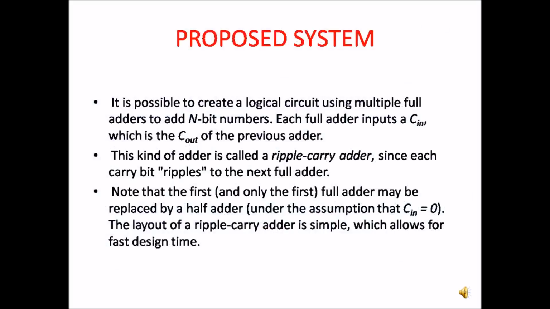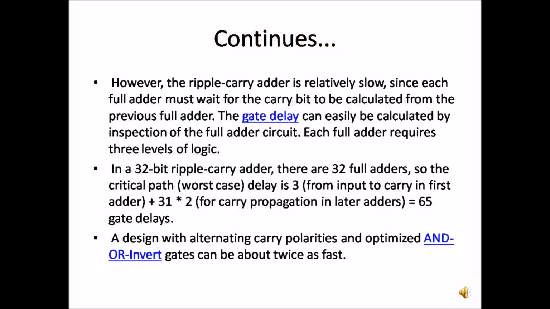The proposed system is the usage of EHRCA in DWT compression. The ripple carry adder is relatively slow since each full adder has to wait for the carry bit to be calculated from the previous full adder. The gate delay can easily be calculated by inspection of the full adder circuit.